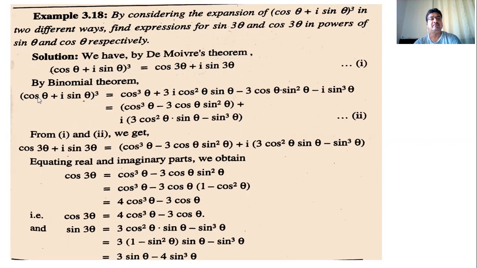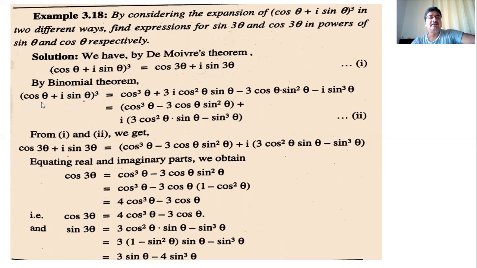So what is the binomial theorem? Suppose this is x, this is y, then (x plus y) cube is x cube plus 3x square y plus 3xy square plus y cube. So this is the expansion of (x plus y) cube. We have the four terms, and this is by using the binomial theorem.